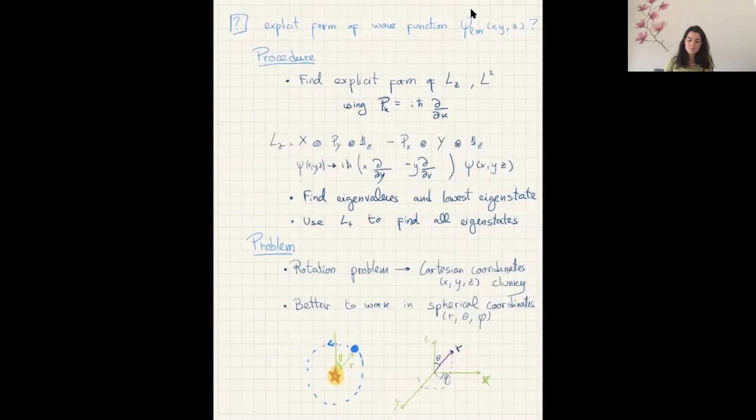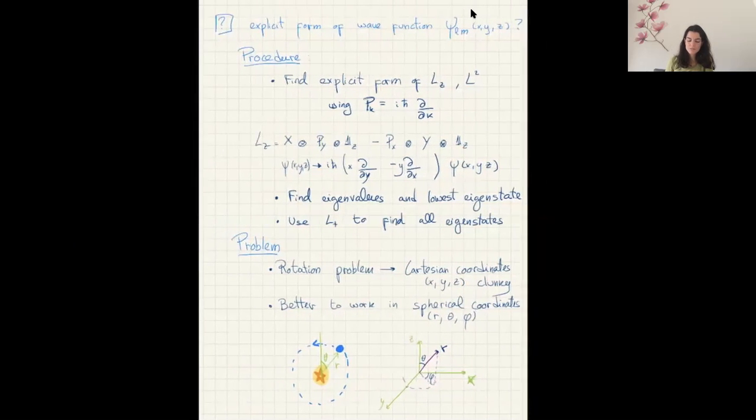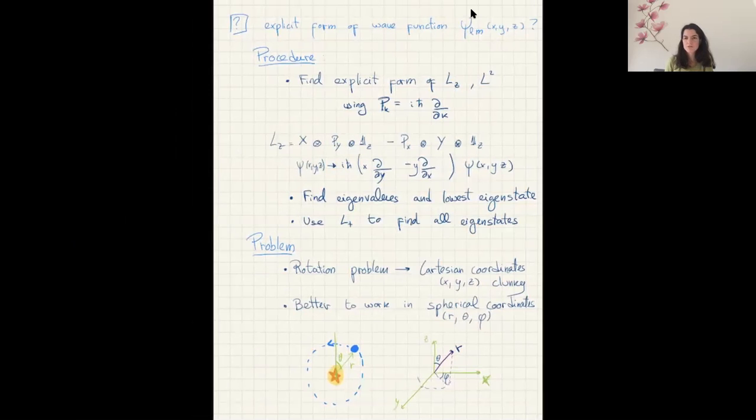So the problem is going to be to express the wave function not in terms of x, y, z, but in terms of these coordinates, where the arguments are going to be psi of r, theta, and phi. What we have to do next is find out how we transform from these coordinates to these coordinates. This is a little bit elaborate, so I'll do it in the video that I'll upload next.